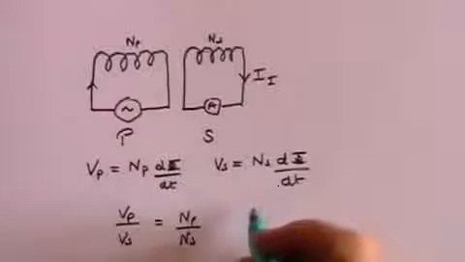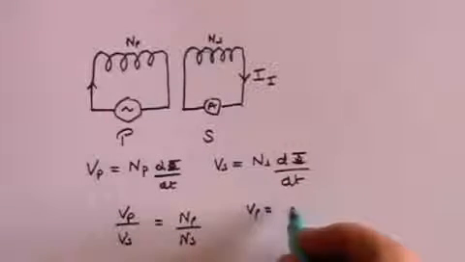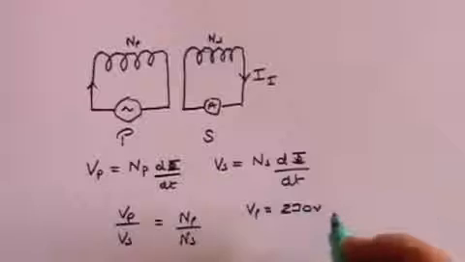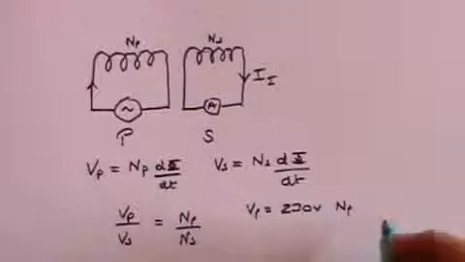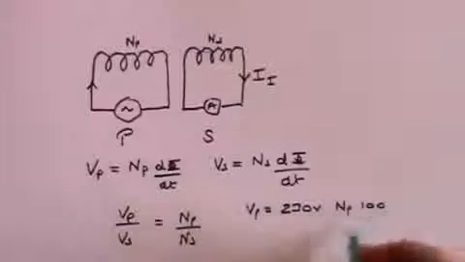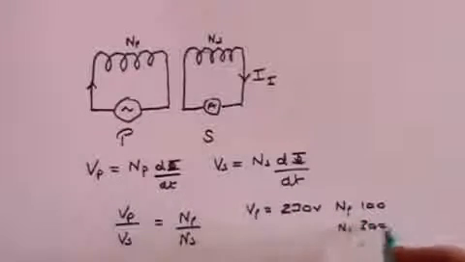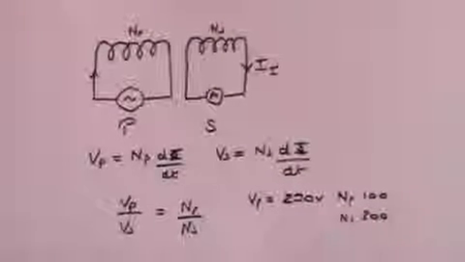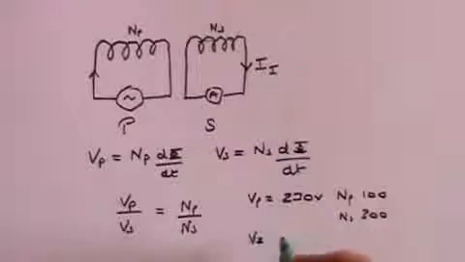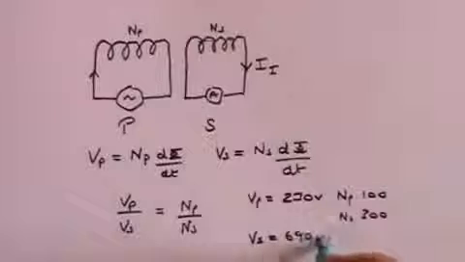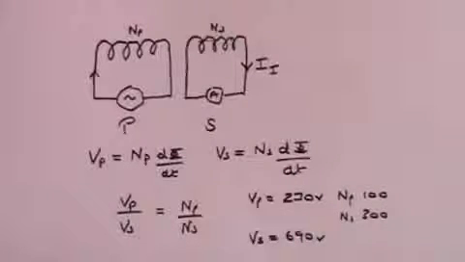Let's do a little example. Let's suppose that Vp is 230 volts, and let's suppose that the number of turns in the primary is 100 and that the number of turns in the secondary is 300. Put that into our formula and you will find that the induced voltage for the secondary is 690 volts. So here's a means of stepping up or stepping down the voltage.